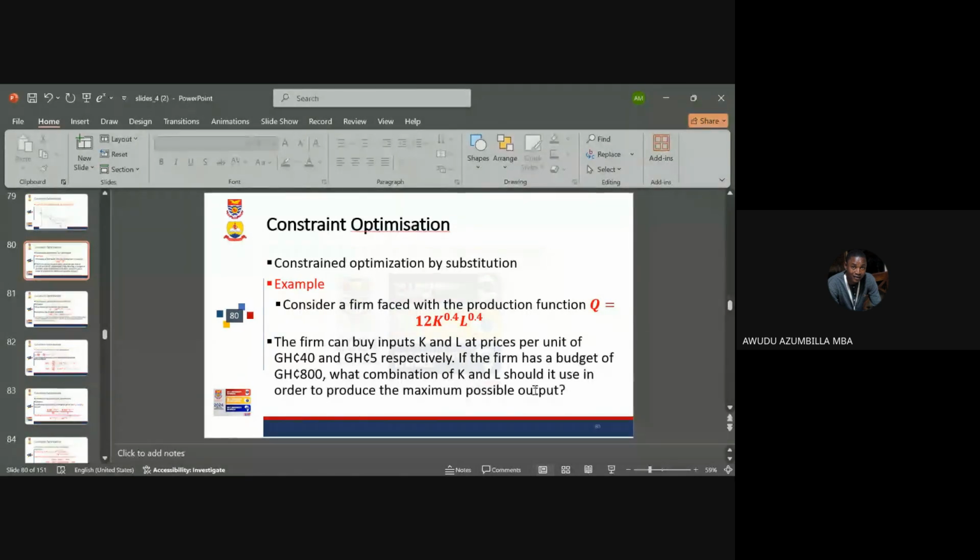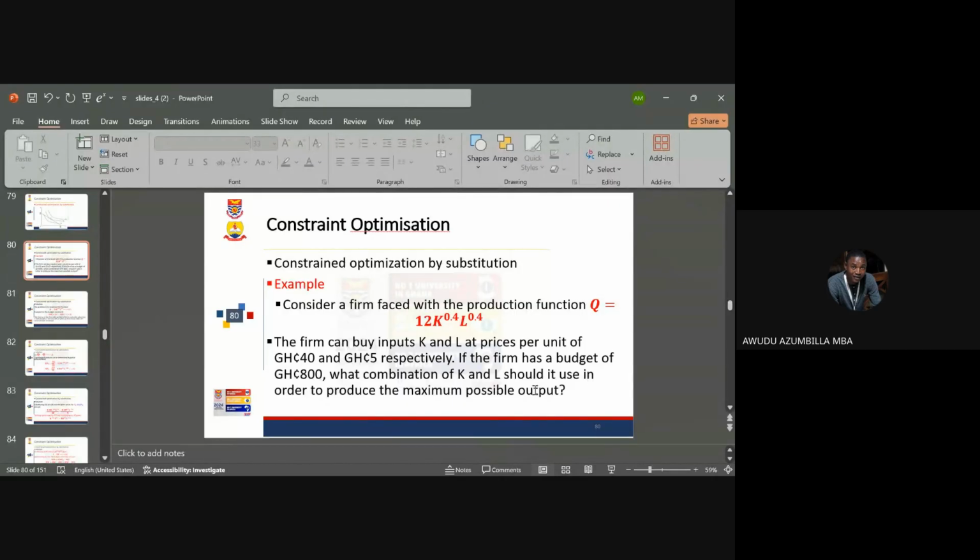Now let's look at the budget, or what the firm has in order to maximize profit. The firm can buy inputs, capital and labor, at a price per unit of 40 Ghana cedis for capital and 5 Ghana cedis for labor. Now, if the firm has a budget of 800 Ghana cedis, what combination of capital and labor should the firm use in order to maximize its possible output?